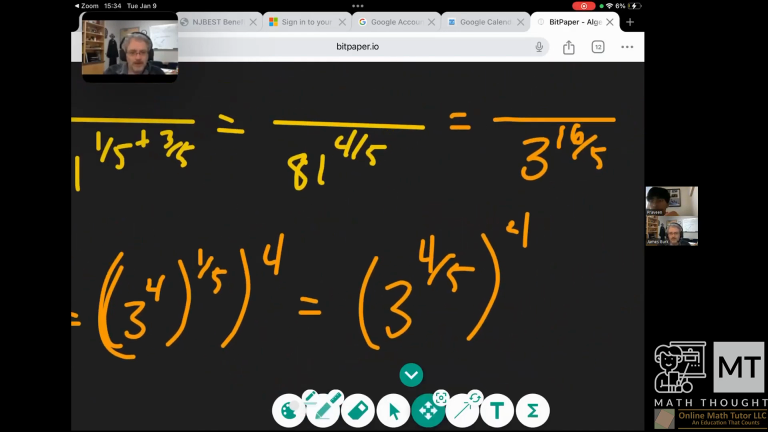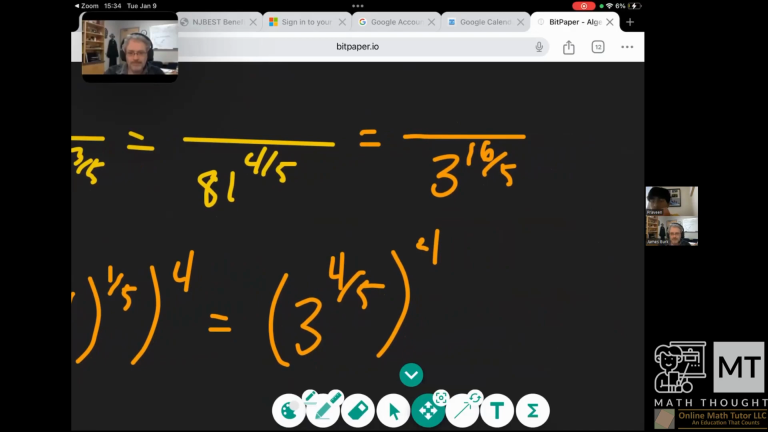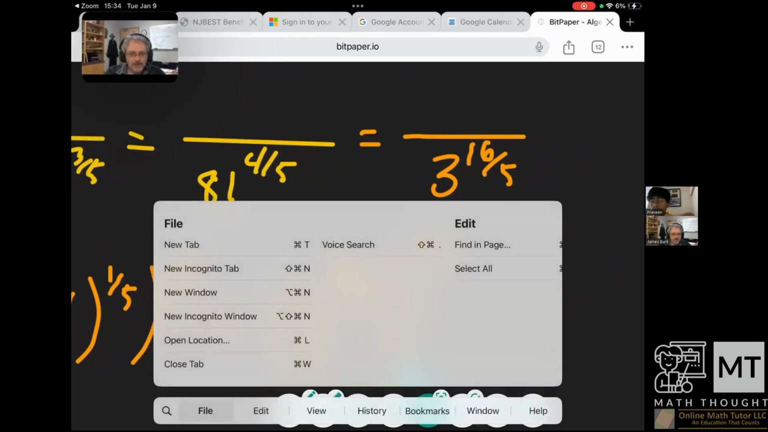Okay, how do I get that? You multiply the 4 and the 4. That's right, you're going to power up. And that's one of the properties of exponents. If you power up an exponential, you multiply the exponents. Got you. Now, over here, I have 27.